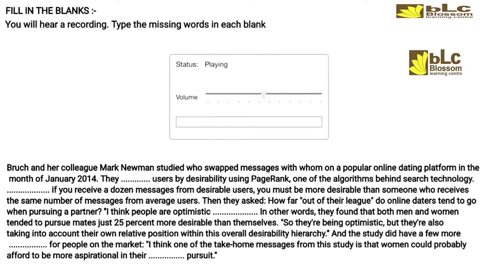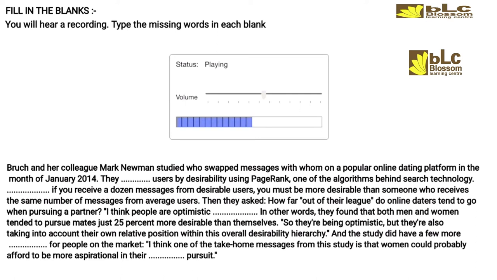Brooke and her colleague Mark Newman studied who swapped messages with whom on a popular online dating platform in the month of January 2014. They categorized users by desirability using PageRank, one of the algorithms behind search technology. Essentially, if you receive a dozen messages from desirable users, you must be more desirable than someone who receives the same number of messages from average users. And then they asked, how far out of their league do online daters tend to go when pursuing a partner?